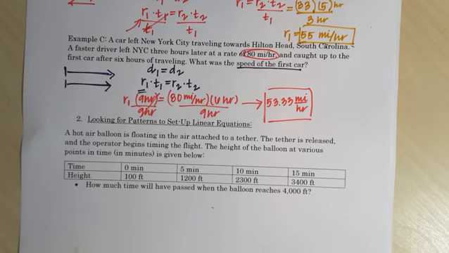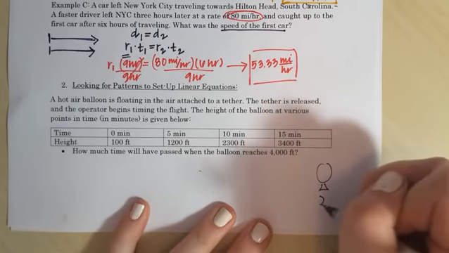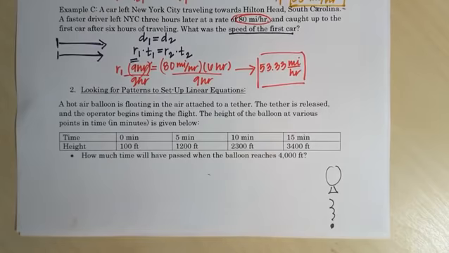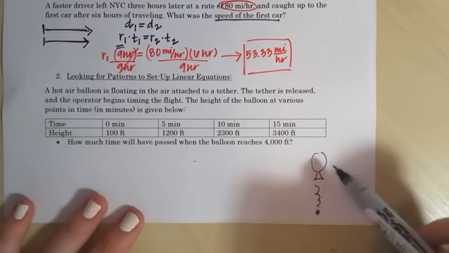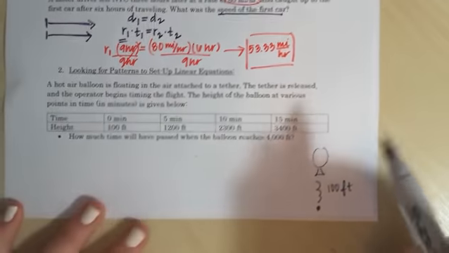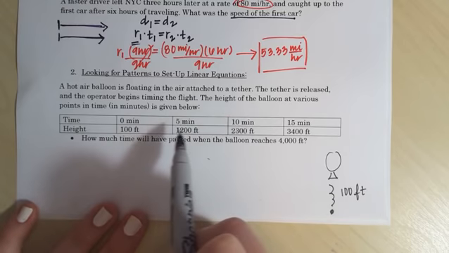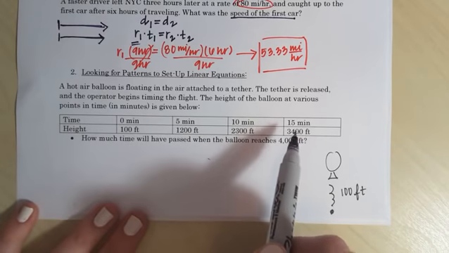So here in this scenario, it says a hot air balloon is floating in the air attached to a tether. So we've got a balloon, it's just hanging out, attached down to some kind of tether on the ground. Then the tether is released and the operator begins timing the flight. The height of the balloon at various points in time in minutes is given below. So my balloon starts out right before we begin timing, and it's already at 100 feet in the air. Then what we see is in different increments of time, we have different heights that are resulting.